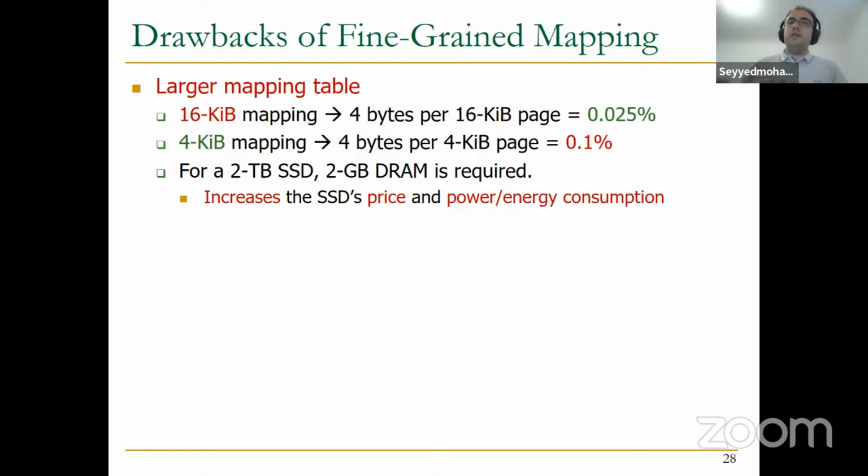And that's the main reason why, in the very beginning lectures, we were saying that the DRAM size in modern SSDs is usually 0.1% of the SSD capacity. Commodity or modern SSDs use fine-grained mapping because it's really important to improve performance and increase the lifetime of the SSD.